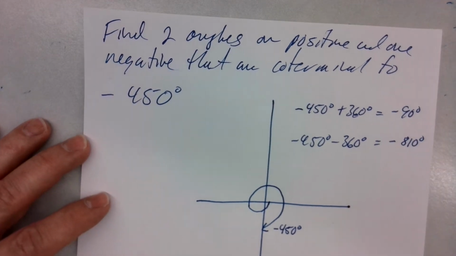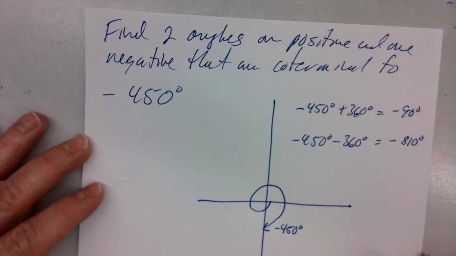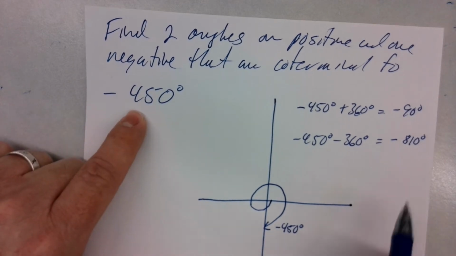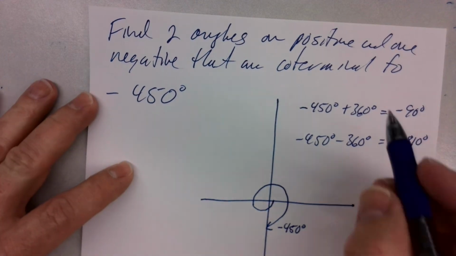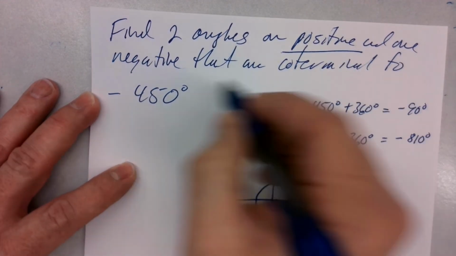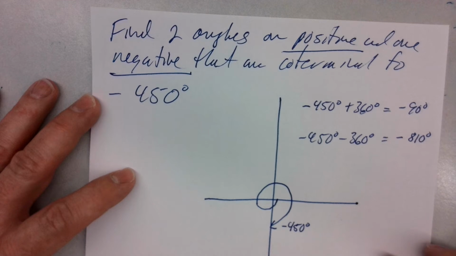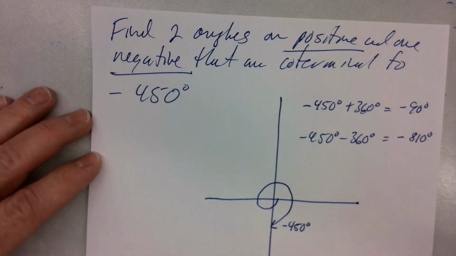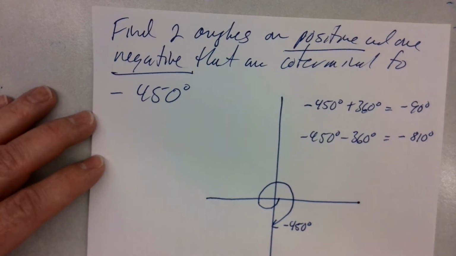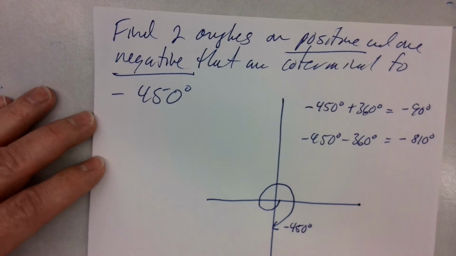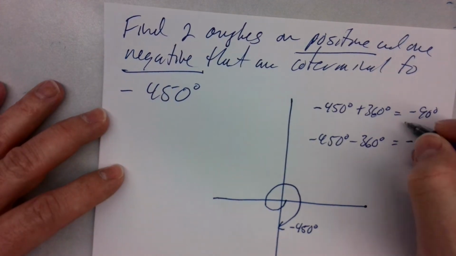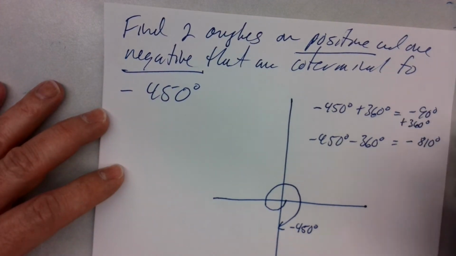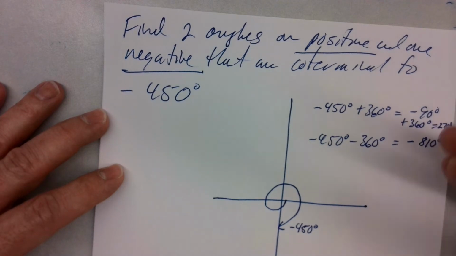Now, what's wrong with that? Yeah, the top one is still negative, and I specified that you need one positive and one negative. Can't do it. So what do? You just keep adding 360 until you get positive. So I'm just going to add 360 again. Now that's going to get me 270. Now I am positive.